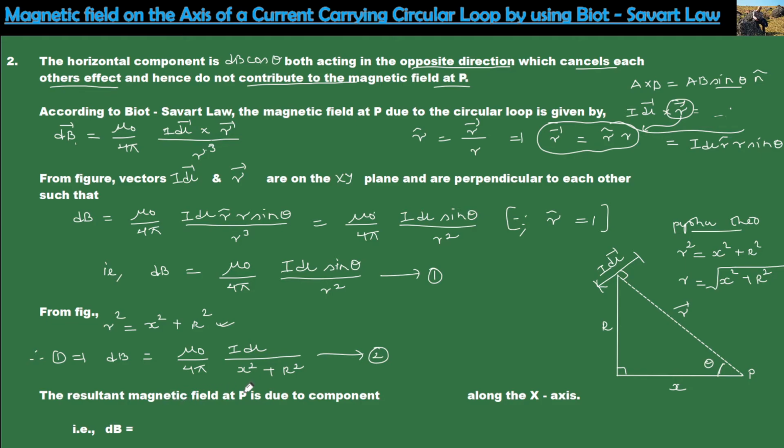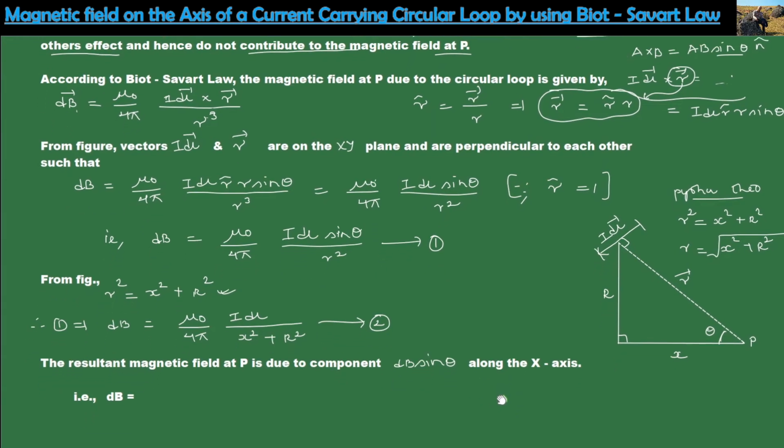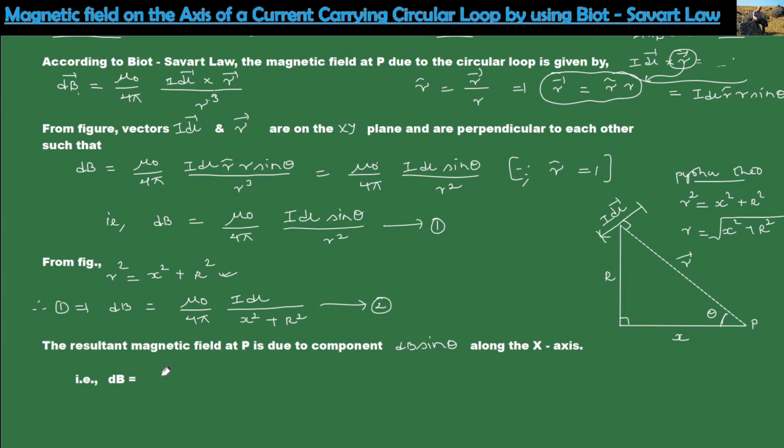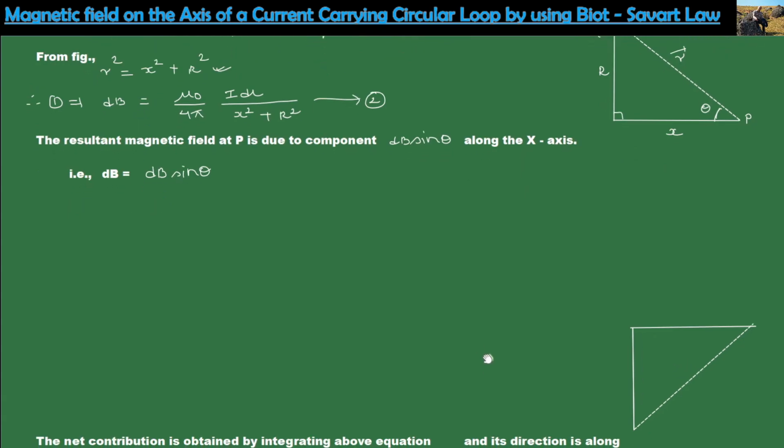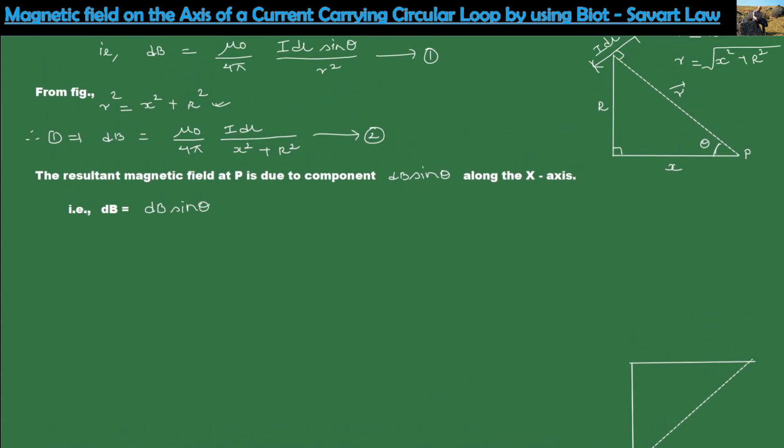But the resultant magnetic field at point P is due to that component dB sine of theta, acting along the x-axis, which means that this magnetic field is purely due to our dB sine of theta. So this will be dB sine of theta, our total magnetic field. From here, we can find this total magnetic field this way. This will be dB.